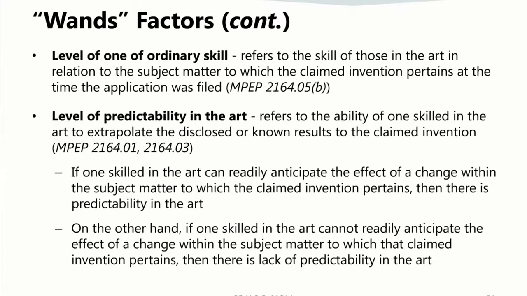Regarding level of skill, the application specification must be written so that one reasonably skilled in the art could make and use the claimed invention. Regarding predictability, what is known in the art provides evidence as to the question of predictability, for example, pioneering art versus crowded art, which will dictate the amount of disclosure that must be provided in the application specification to enable the claimed invention.